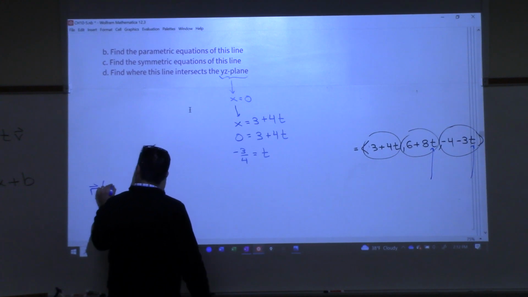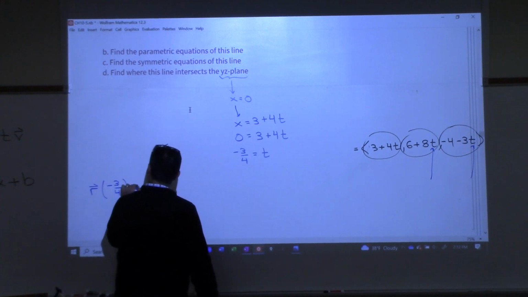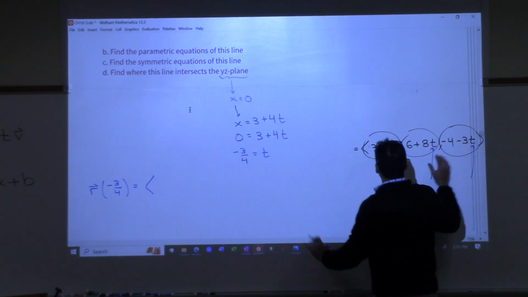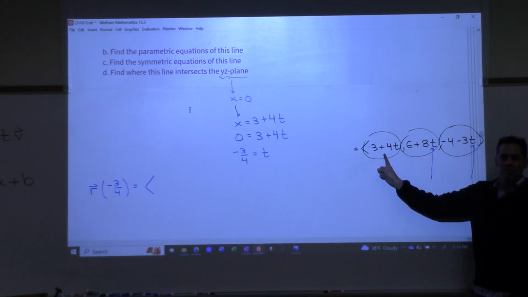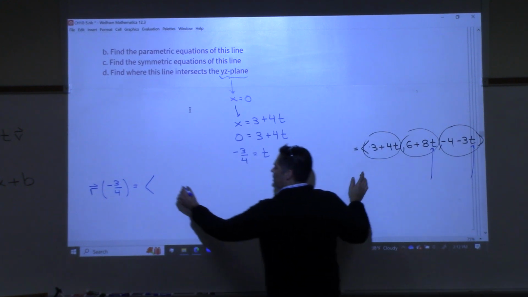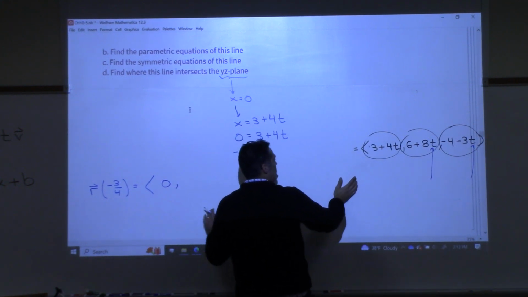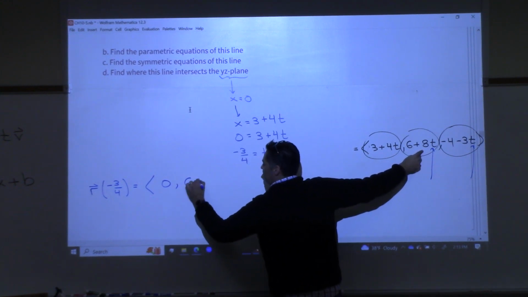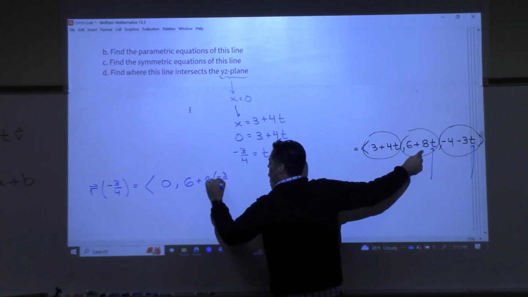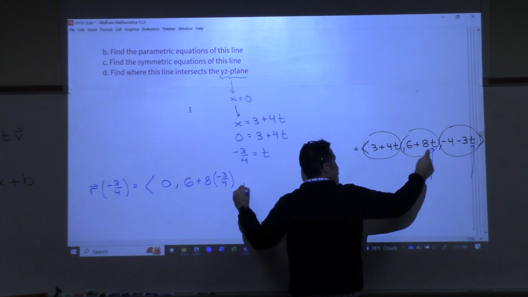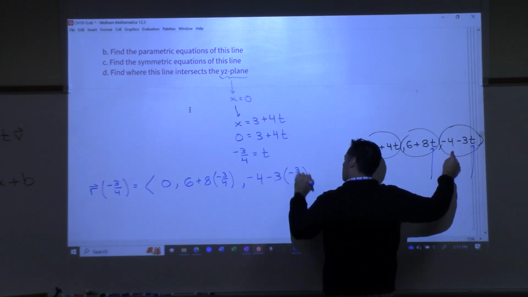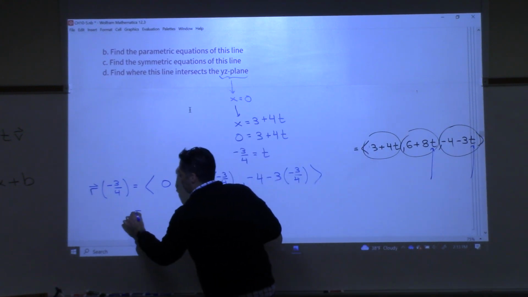I'm going to actually just plug it in this way. I'm going to go back to the original vector equation that we came up with, and that's this one right here. What do we know about this? This is 0. We know that already because that was the condition to be in the YZ plane. This one right here, I'm going to replace the t with negative 3/4, and here, replace the t again with negative 3/4. And that will give me the vector.